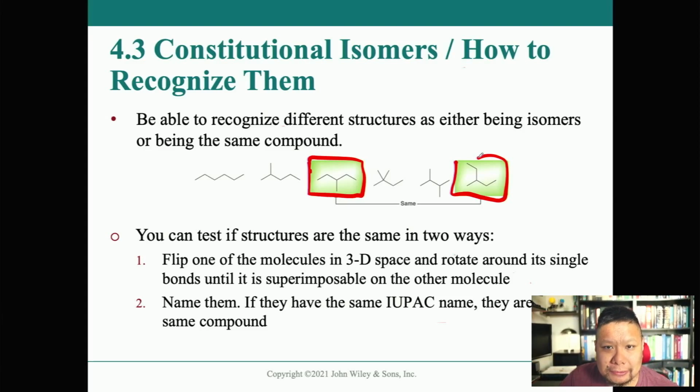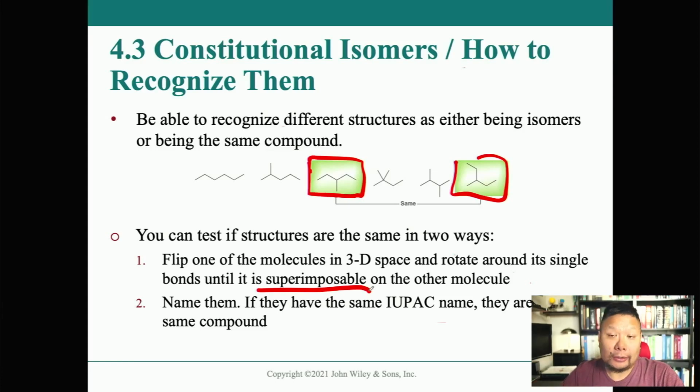Flip one of the molecules in 3D space and rotate around its single bond until it's superimposable on the other molecule. Or name them. If they have the same IUPAC name, then they're the same compound. We're actually going to talk about that a lot later too. It being superimposable, and you being able to rotate around a single bond or a sigma bond.